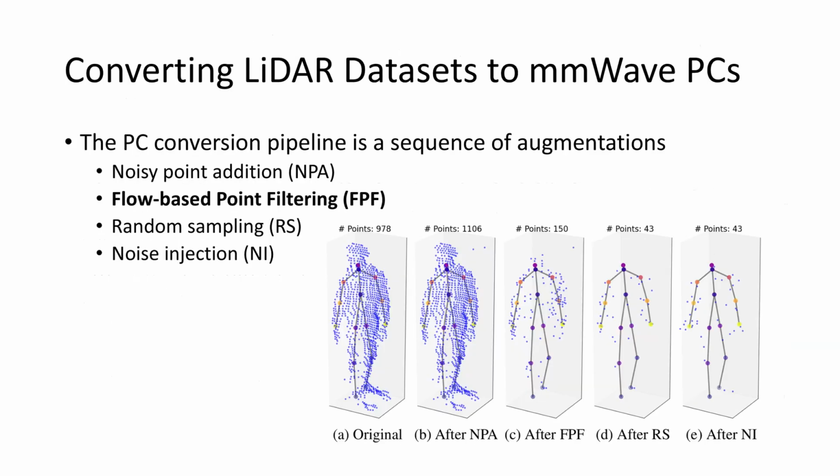Next, we convert annotated LiDAR datasets into mmWave-style point clouds. The conversion pipeline consists of 4 steps. Noisy point addition simulates environmental noise. Flow-based point filtering simulates the mmWave motion detection mechanism. Random sampling reduces point density. Finally, noise injection simulates the lower spatial resolution of mmWave radar. Together, these operations make LiDAR point clouds more similar to mmWave point clouds.